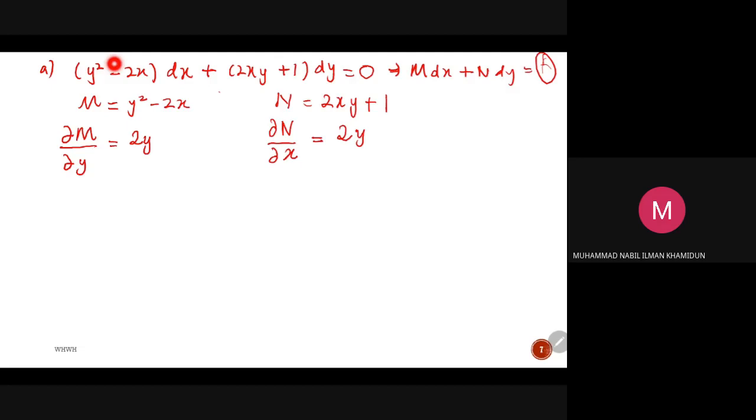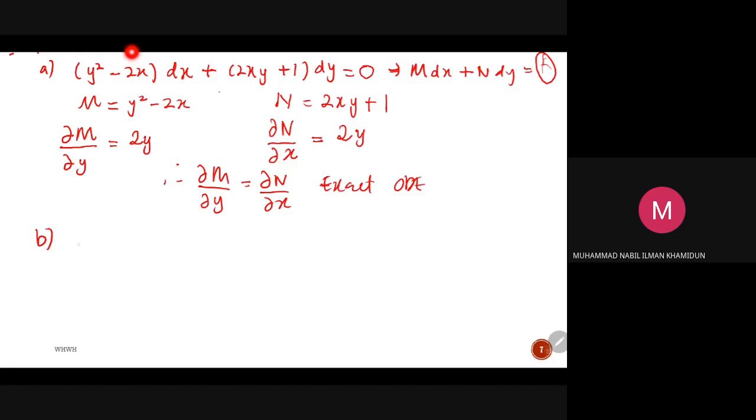Yes. Okay, very simple. Maknanya sekarang ni, you dah buktikan, nampak tak? Del M over del y is equals to del N over del x. Siap. Okay, maknanya ni adalah exact ODE. Okay, exact first order differential equation. So you can say exact equation, or you can just say exact pun cukup lah.